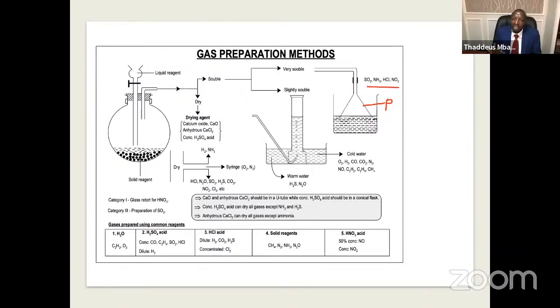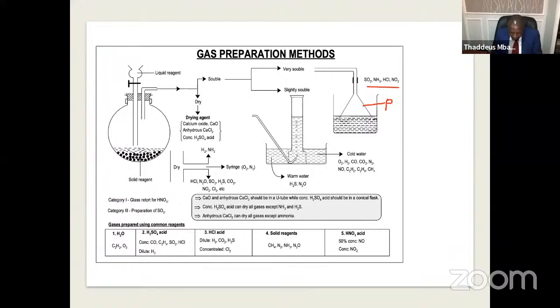Like now, the other time I gave you the exam, we set the preparation of nitrogen 1 oxide, nitrogen 1 oxide, and nitrogen 1 oxide. And many students could not know whether it's collected by upward or downward. So I want to give you a trick that you can use to get the density of, or rather to get the mass of air.